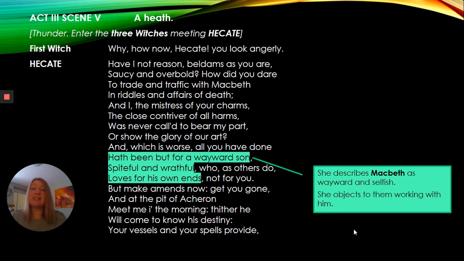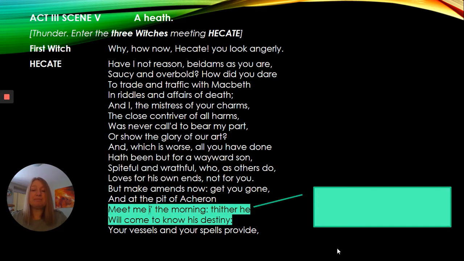Perhaps she's being deceptive here, perhaps she's misinterpreted him, but one question we could ask is whether her description of him matches what we've seen of him through Shakespeare's writing in this play. Do you agree that this is what Macbeth is like? I'll leave that up to you.